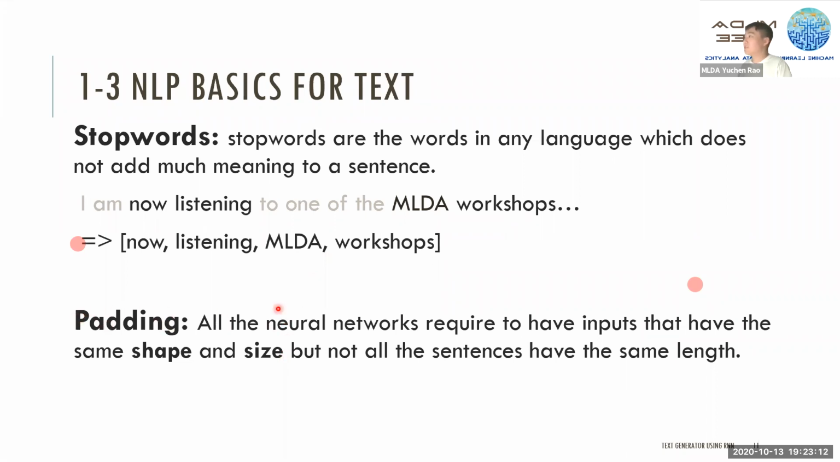Also, we do padding. When we are training our neural networks, we need all the input data to have the same shape and size. But not all sentences have the same length. So we need to do some padding, for example adding 0 in the front, or adding 0 after the sentence, to make sure they have the same shape and size.